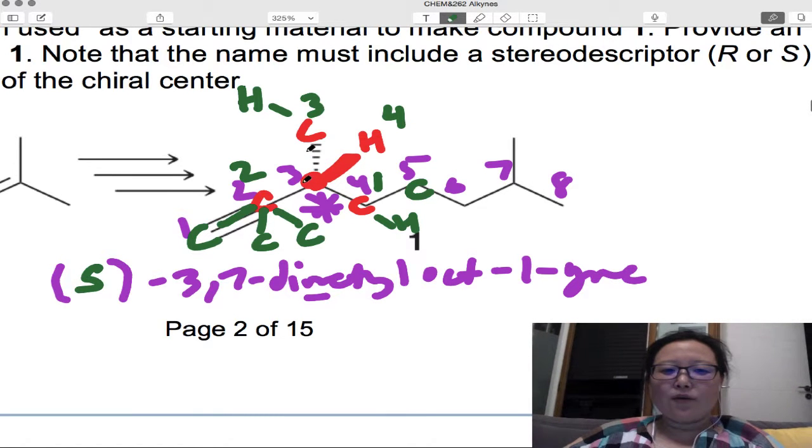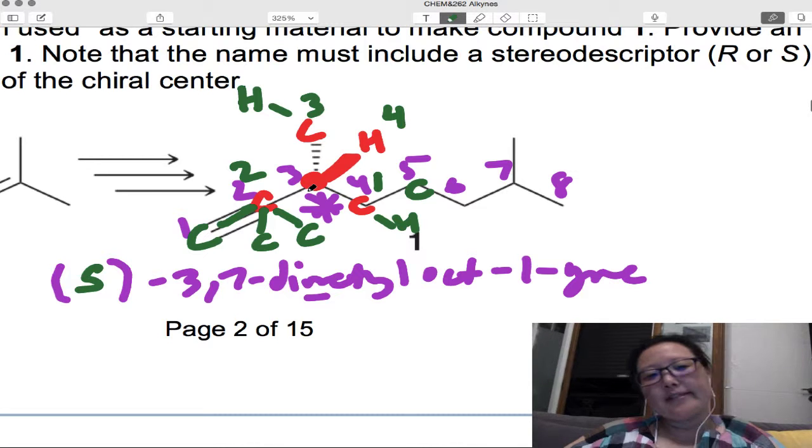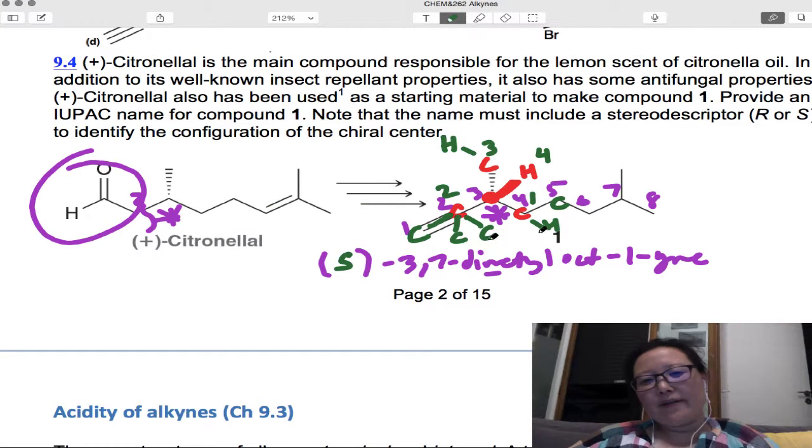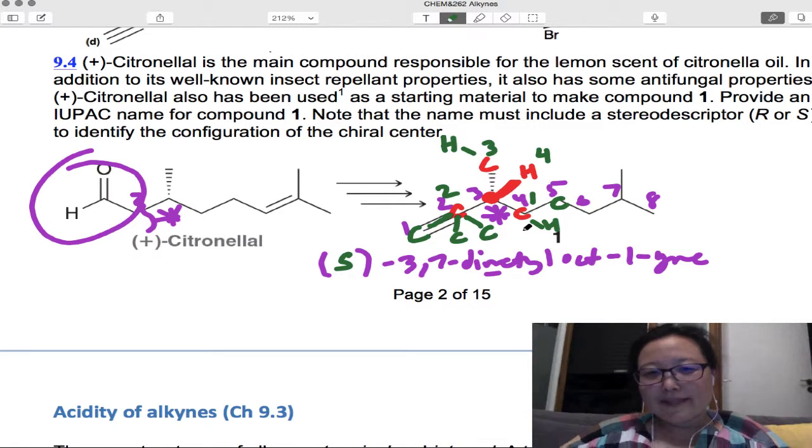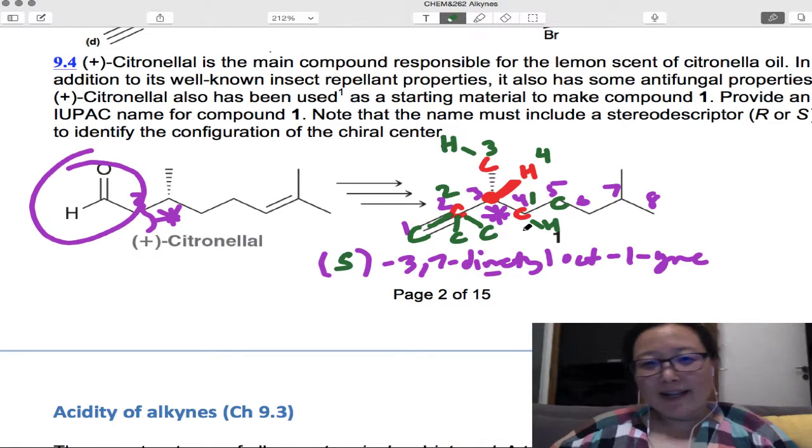Now here it's only one chiral center, so I can just put S. If you had multiple chiral centers, you'd have to say 3S, 4R, put the number in front of the S or R. And if you didn't follow what I just did, I recommend you go back and look at my stereochemistry lecture, or just YouTube search R and S configuration and you'll find someone talking about it.